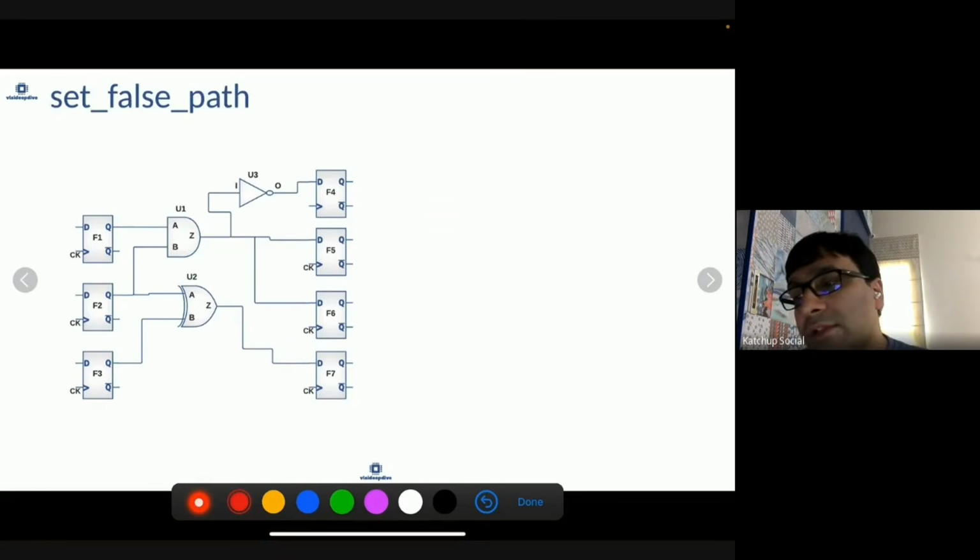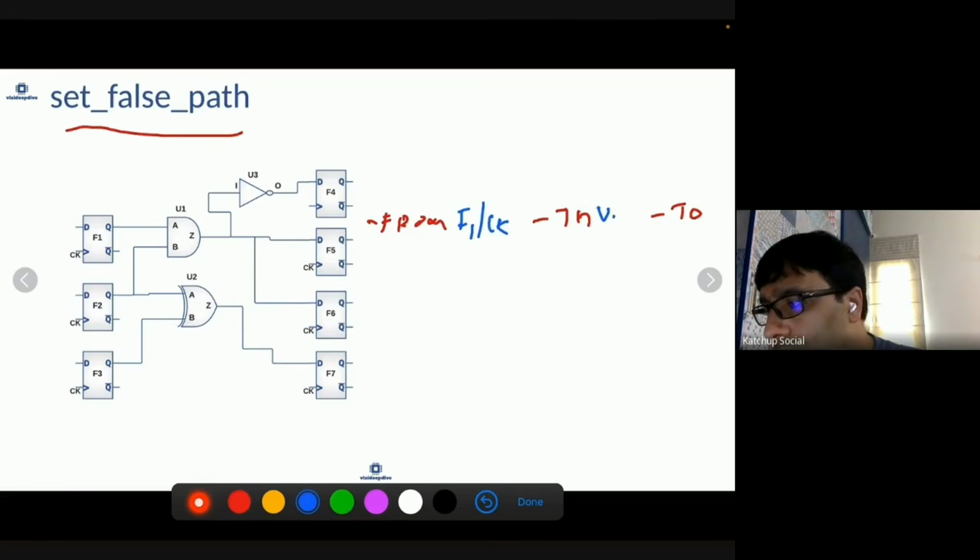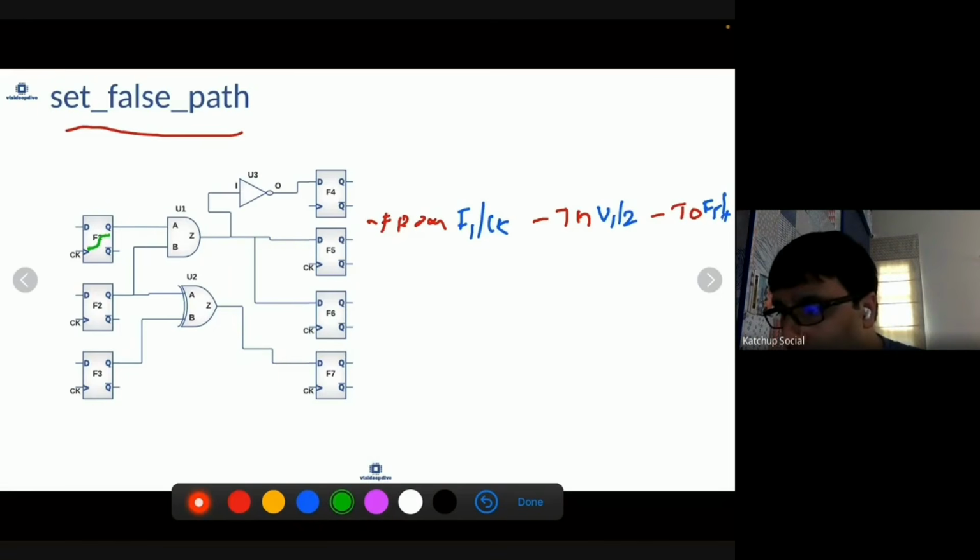The first command is the set false path command. What the set false path command tells the STA tool is, don't time these paths. So for example, coming back to our options, hyphen from, hyphen through, hyphen to, let's say we say from F1CK through U1Z to F5D, whatever path is specified using this, don't time that path. So let's see what is the path specified with this. From F1CK, this means this, U1Z to D. You are telling the STA tool, don't time this path.